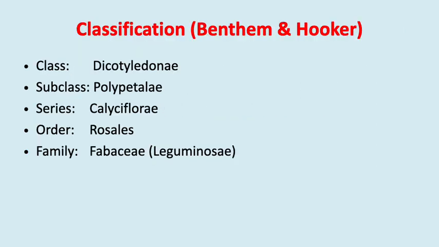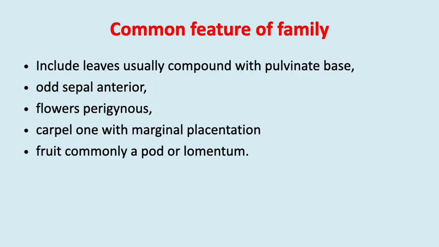The classification as per Bentham and Hooker is as follows: the class is Dicotyledonae, subclass Polypetalae, series Calyciflorae, order Rosales, family Fabaceae or Leguminosae. The common features of this family are: leaves usually compound with pulvinate base, odd sepal is anterior, flower is perigynous, carpel is one with marginal placentation, fruit is commonly a pod or a lomentum.